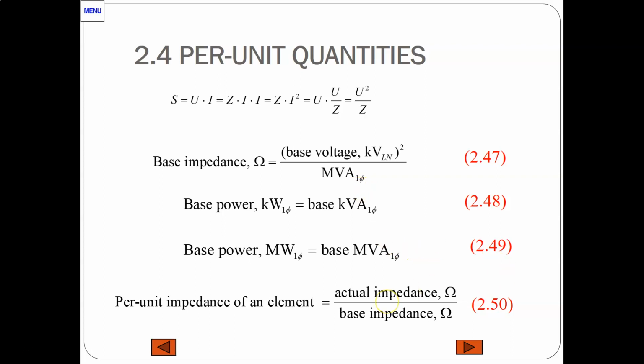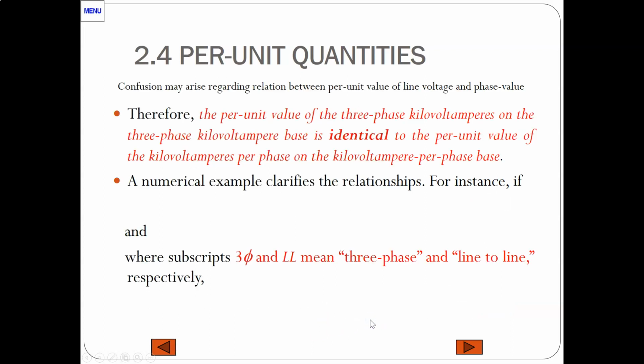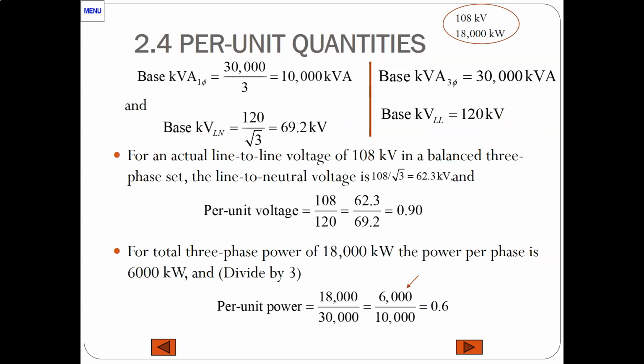Equation 250 here shows that the per unit impedance of one element is the actual impedance divided by the base impedance. Some confusion may arise between the per unit value of line voltage and phase value. Therefore, the per unit value of the 3-phase kilovolt-ampere on the 3-phase kilovolt-ampere base is identical to the per unit value, and that helps a lot. Let's look at an example here. On the left-hand side you have the phase values, and on the right-hand side you have the 3-phase values.